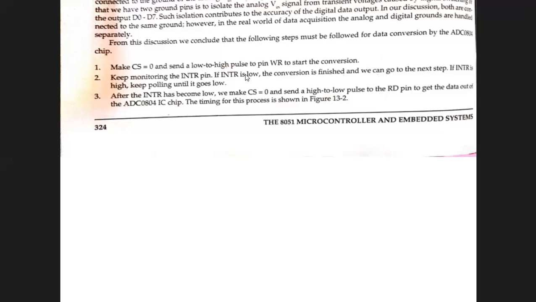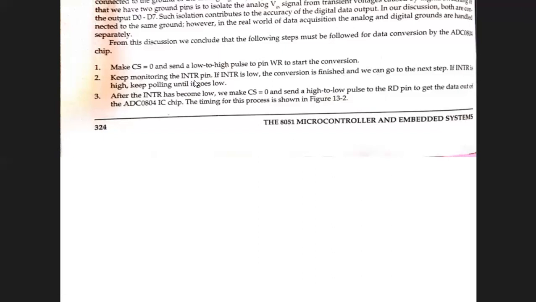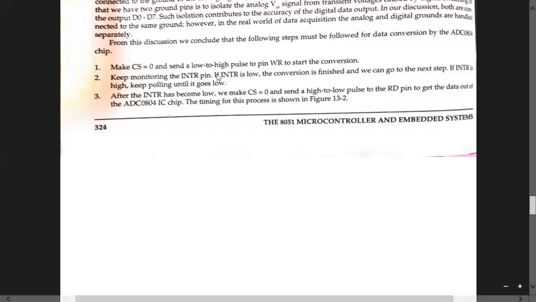Can you hear me? Okay, what is the second step to be followed? We need to keep monitoring what? The interrupt pin. Why do we have to keep monitoring the interrupt pin? So that if it is low, that means conversion is finished. So the second thing to be done is we have to keep monitoring the interrupt flag until it goes low.